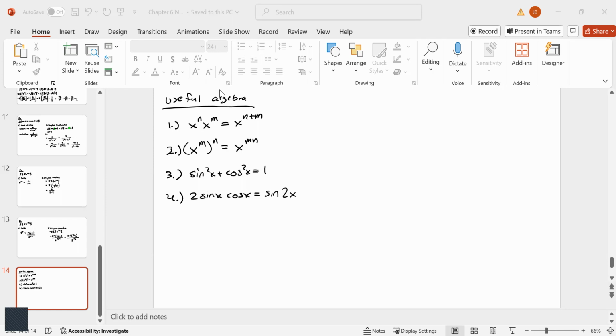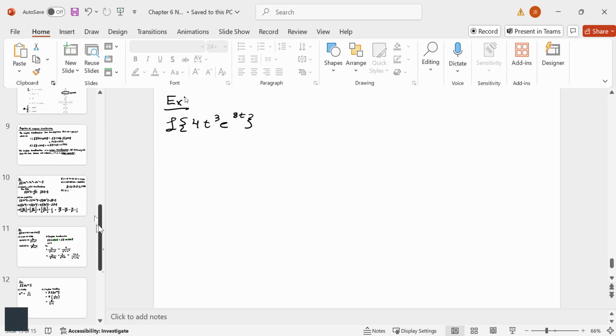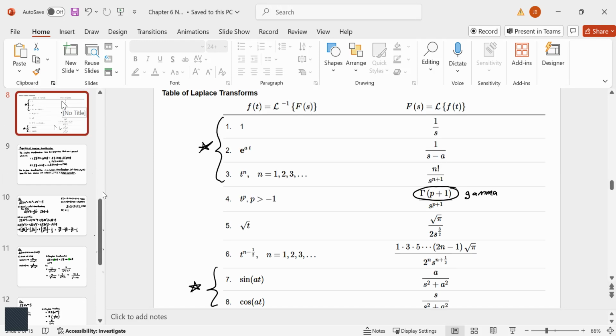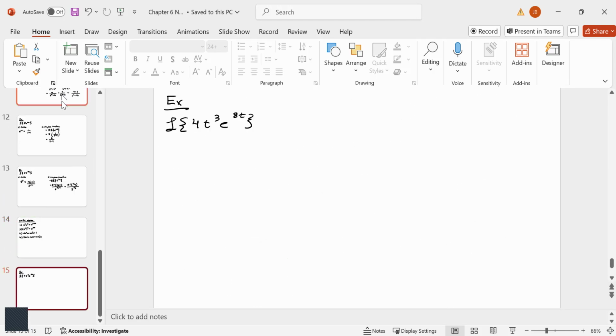Now, let's do an interesting Laplace transformation. We can probably do it on the next slide. And this will come up much later, but this is an interesting one. The Laplace transformation of something like 4t cubed e to the 8t. Now, if you look at our table, you might be thinking, I don't have anything for that. Well, I only gave you a piece of the table. The table has like 20 plus functions on it, right? So you'll have a full table for you on the exam.